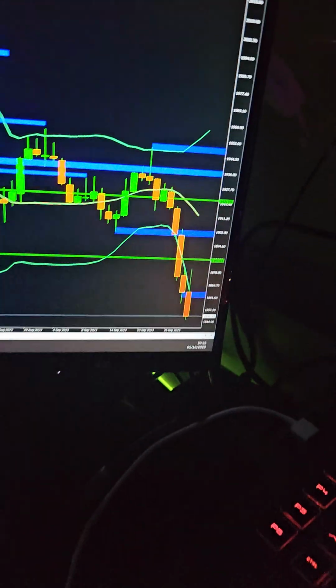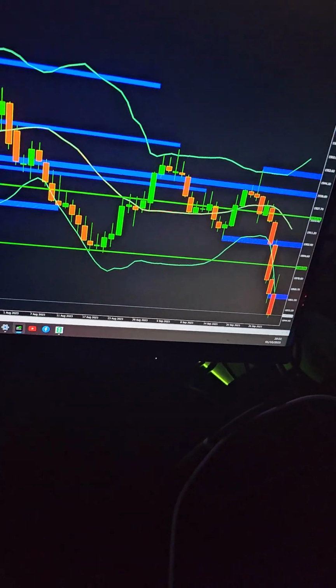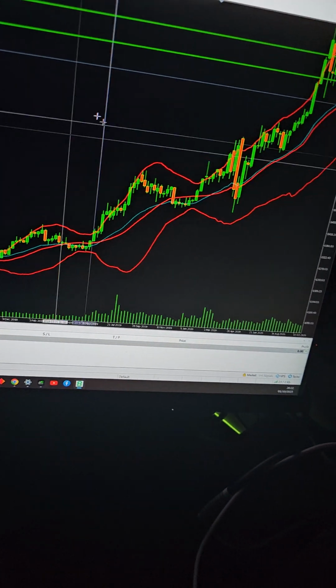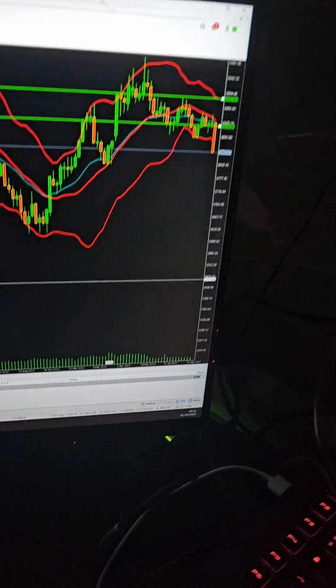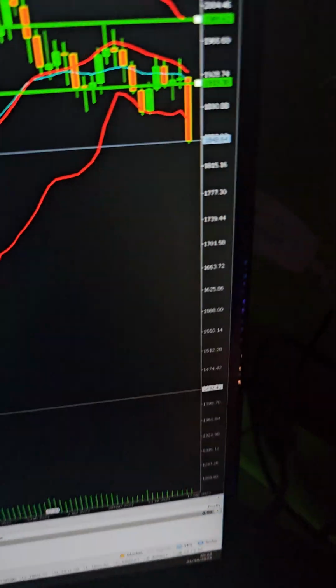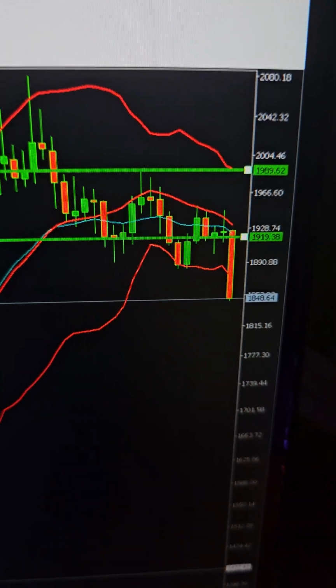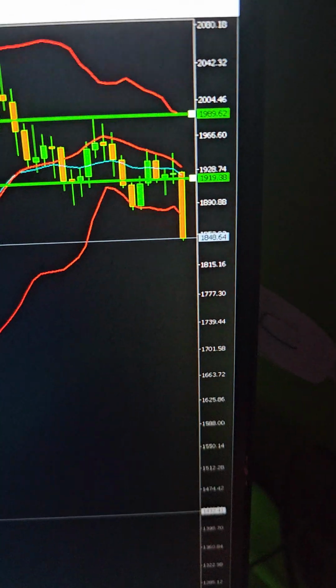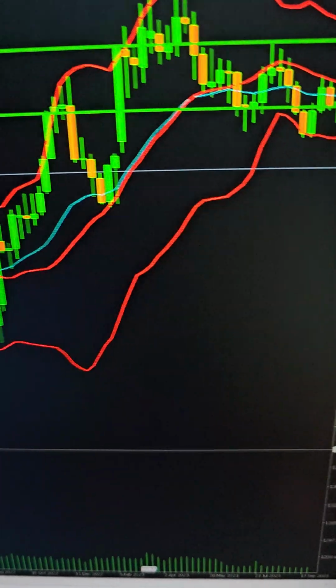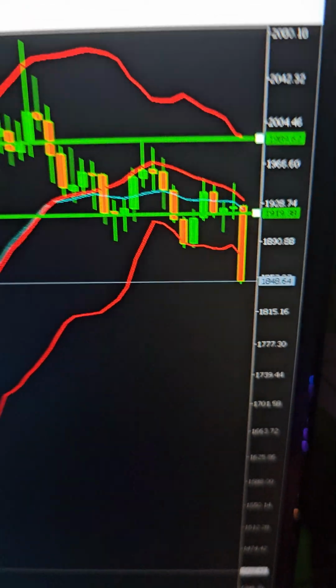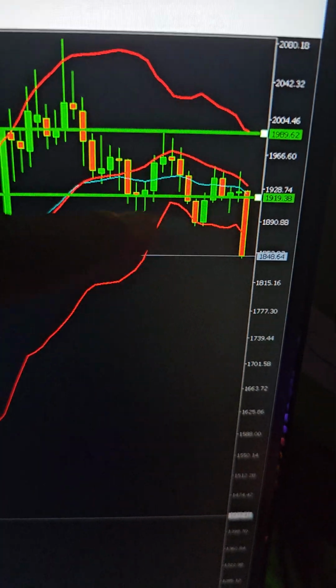So what could you be expecting? Let's pull back to the weekly chart and see what we could be expecting. Price has broken the bottom line Bollinger Band. Currently price is at 1848. So what could we be expecting for this week? This is a solid push to the downside. It clearly violates all of the support.